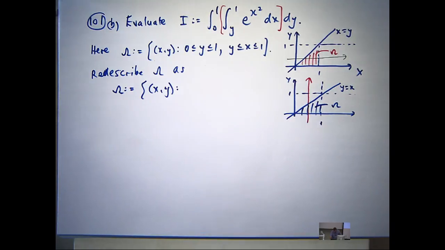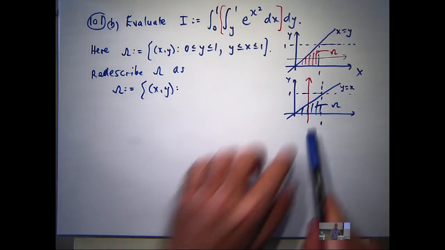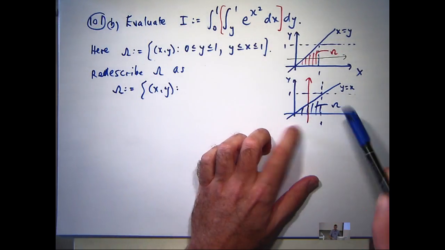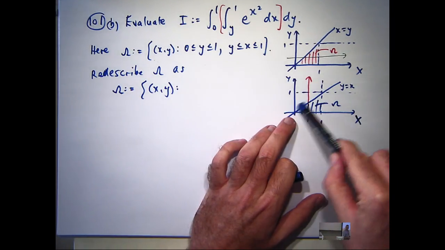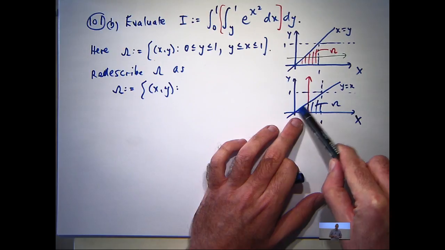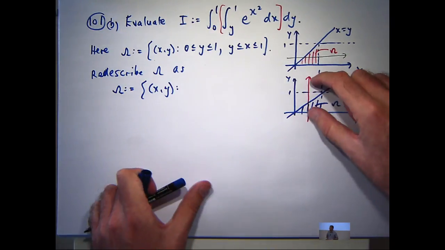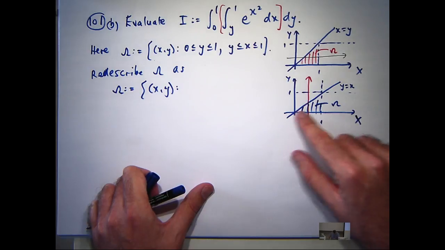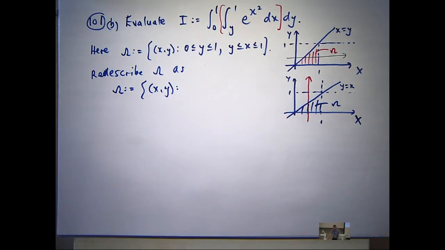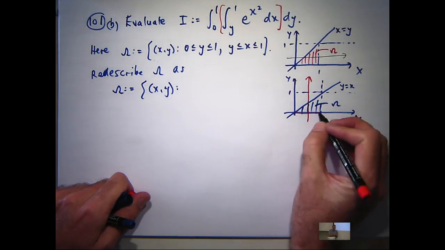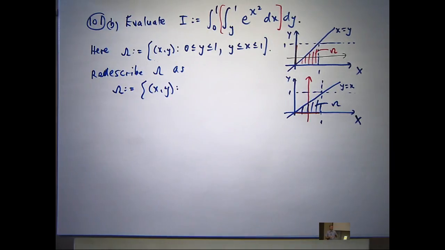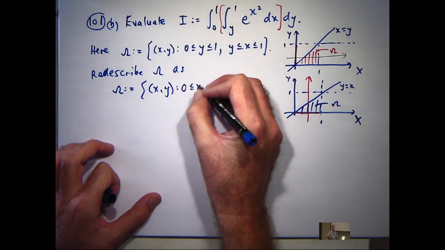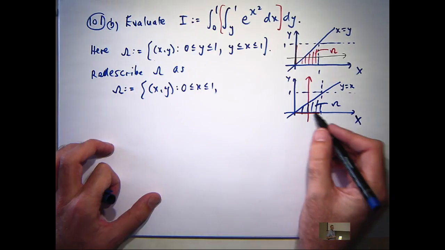So what's the region going to be? Well, you can see the vertical line enters at the line y equals 0, and it leaves the region at the line y equals x. Now to trace out the whole triangle, I need to move between 0 and 1 on the x-axis. So what's y going to be? Between 0 and x.